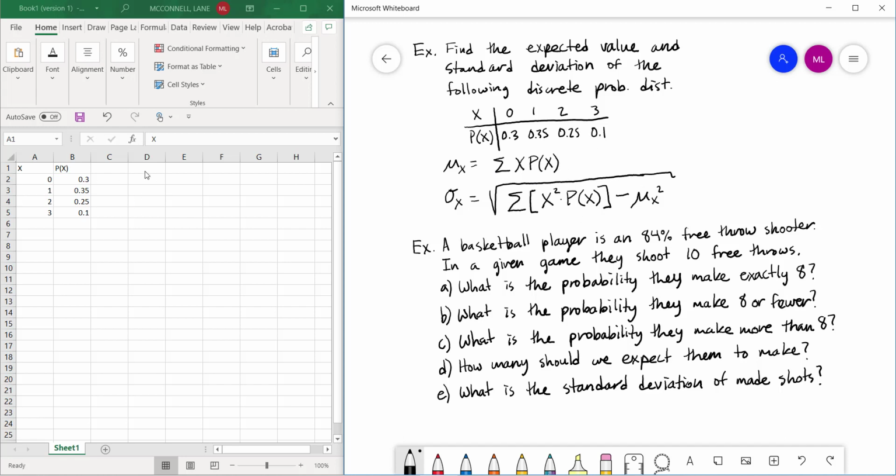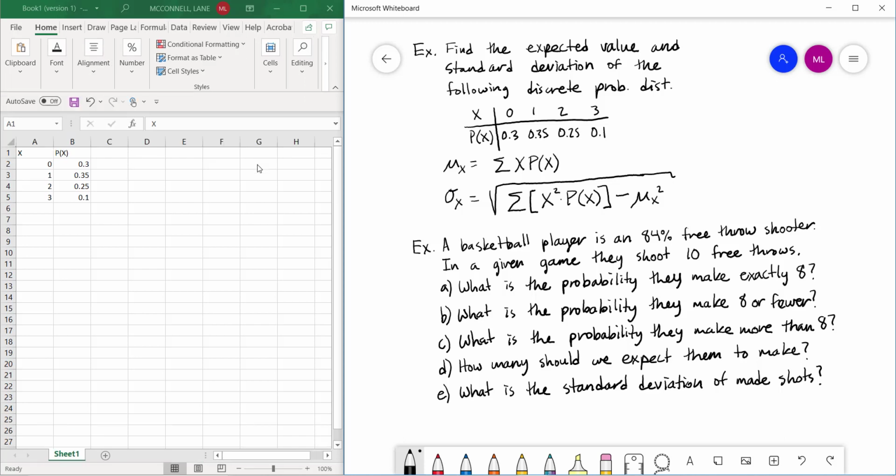So let's come back over here and see how we can find each of these quantities using some basic formulas by setting it up here in Excel. Okay, let me reorient my computer here.